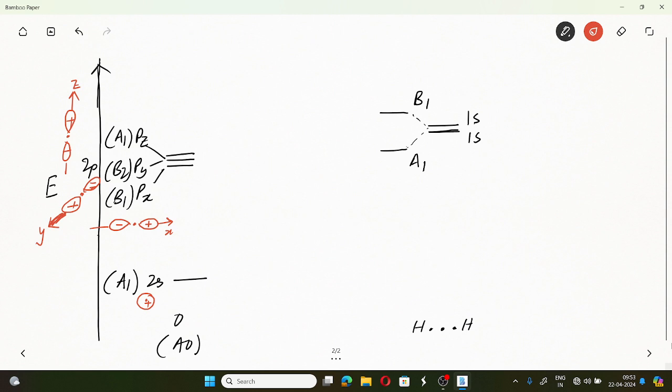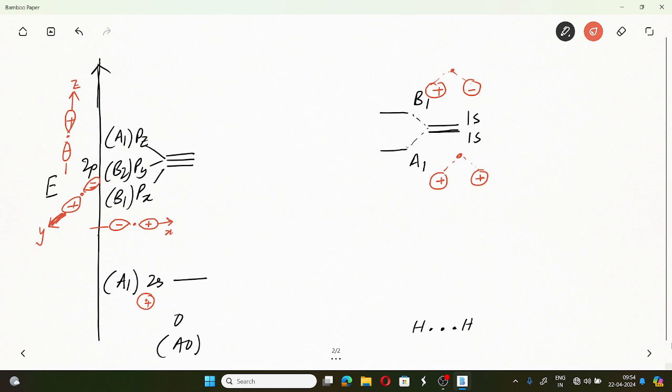Now regarding this A1, as we have drawn before, it's like this. Both are in the positive phase, the same phase. And B1, one is positive, the other one is negative, with the position of oxygen here. Now we have to combine these orbitals having similar symmetry.